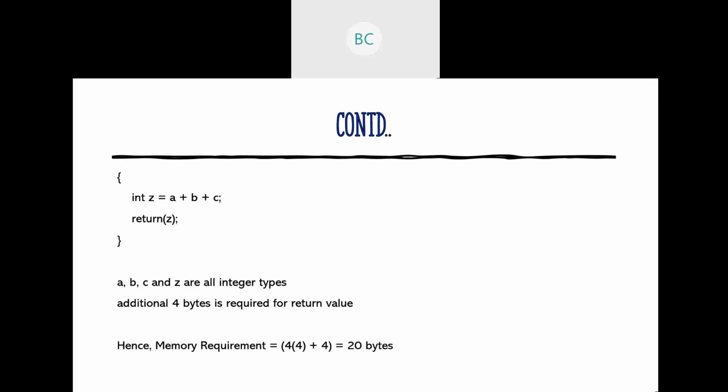There are four variables A, B, C, and Z, and all are of integer type. So 4 into 4, then an additional 4 bytes is required for your return value, and the return is also int. So 4 into 4 plus 4 equals 20 bytes.